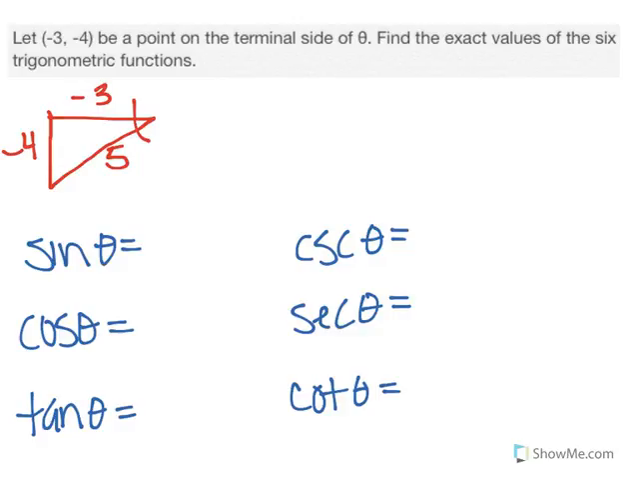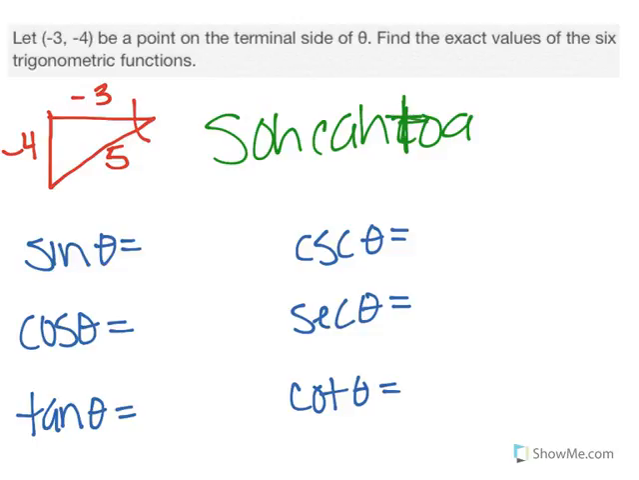Now we just have to plug in these values for our trig ratios, and remember our best friend, SOHCAHTOA, that's a T for tangent. Sine is opposite over hypotenuse, so opposite is -4/5. Cosine is adjacent over hypotenuse. Tangent is opposite over adjacent, so we're going to have 4/3 because those negatives will cancel out.